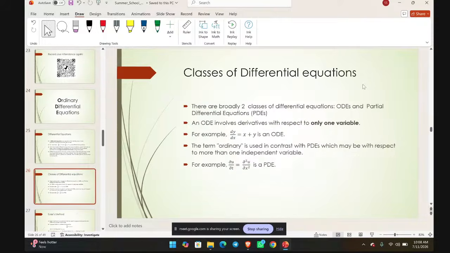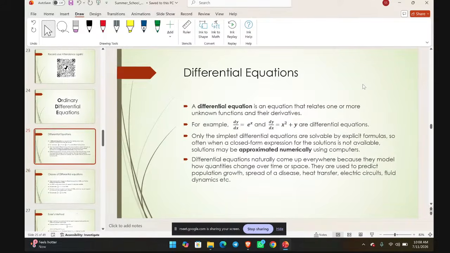So you may think, what's the use of differential equations? Differential equations naturally come up everywhere, like when approximating population growth, or for example, when we have temperature as a function of time and we need to find the temperature after some amount of time T.